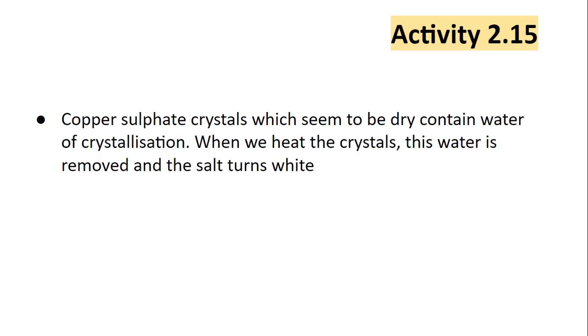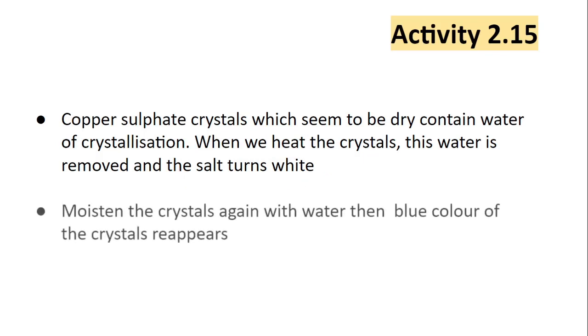Copper sulfate crystals which seem to be dry contain water of crystallization. When we heat the crystals, this water is removed and the salt turns white. So in this activity we can see that the salt turns white when we heat the crystals. If you moisten the crystals again with water, you will find that the blue color of the crystals reappears. So whenever we heat the copper sulfate crystals, the color becomes white, and when we moisten the crystals with water, the blue color reappears.